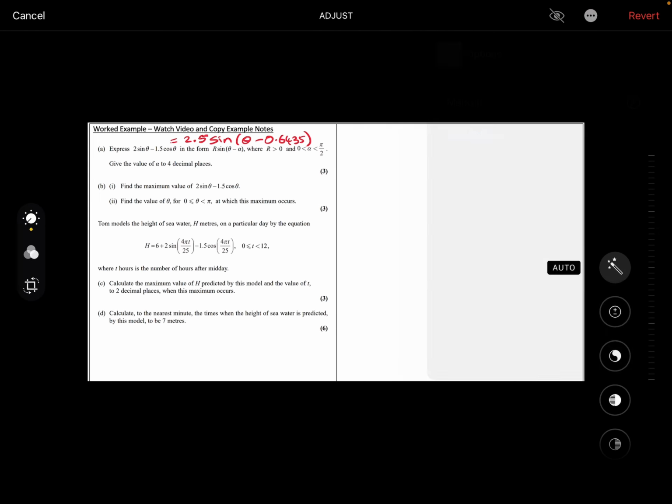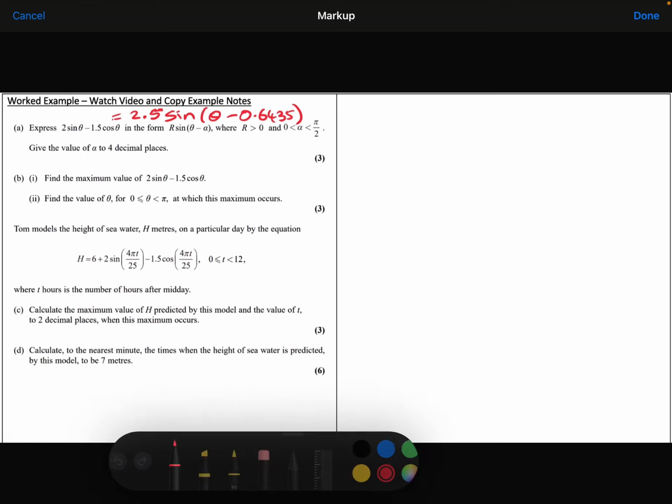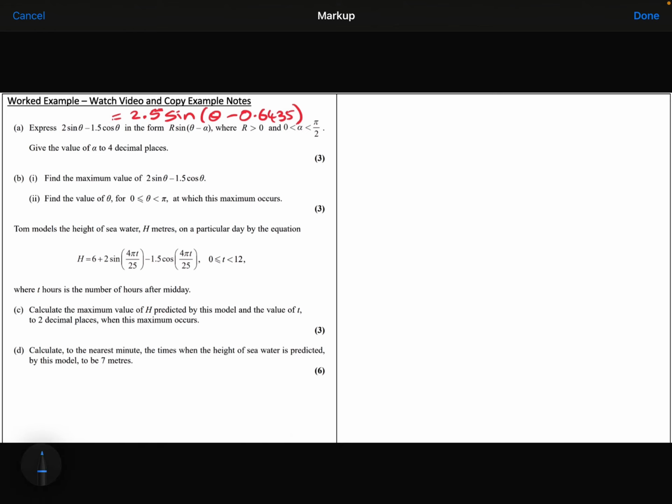I have just shown that 2 sine theta minus 1.5 cos theta is identical, to 4 decimal places, to 2.5 sine theta minus 0.6435. Part B, find the maximum. So instead of finding the maximum of this, it's obviously going to be much easier for me to work out the maximum of this.